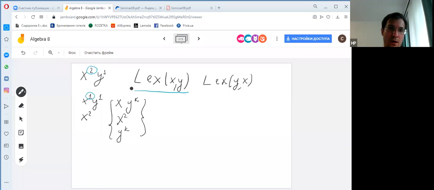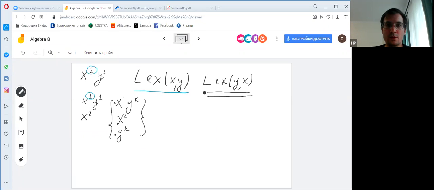Because if we have x in a power bigger than 2, then this monomial is bigger than x squared y. So these are all monomials with x in a power smaller than 2, and finally x squared multiplied by y to some power is smaller than x squared y just when y is absent. Okay, and now the second order, this one, lex yx.